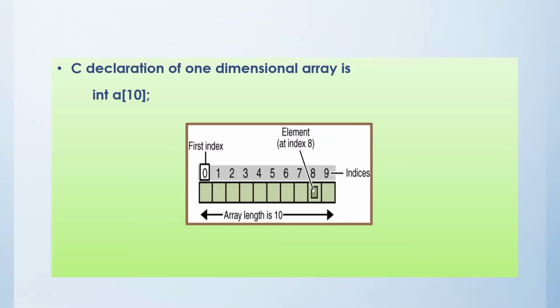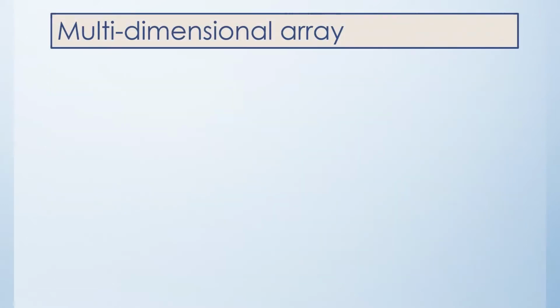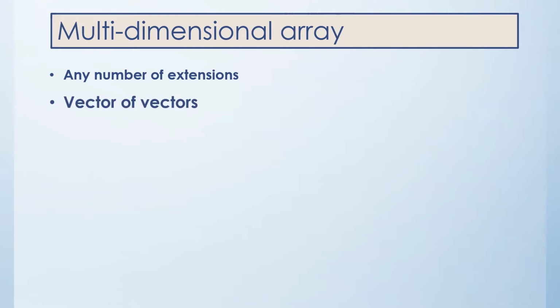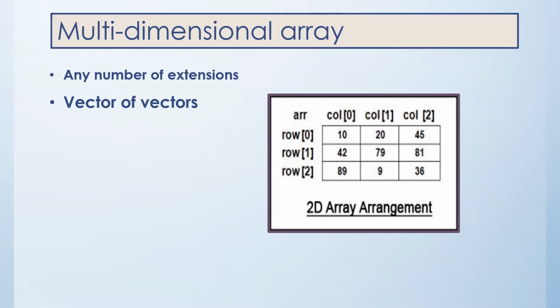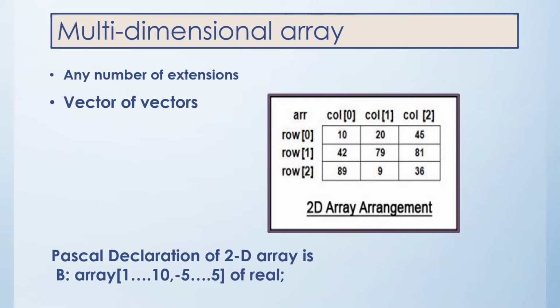However, an array may be extended to any number of dimensions termed as multi-dimensional array. It can be considered as vector of vectors. A two-dimensional array has its components in form of grid of rows and columns. In Pascal, declaration of 2D array is done as B colon array 1 to 10, minus 5 to 5 of real.